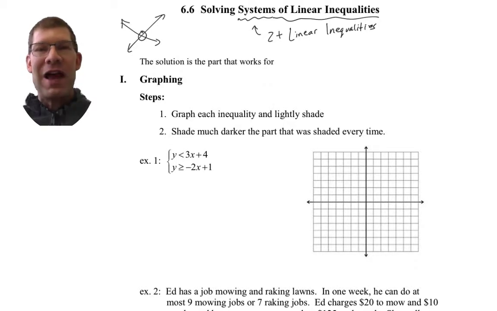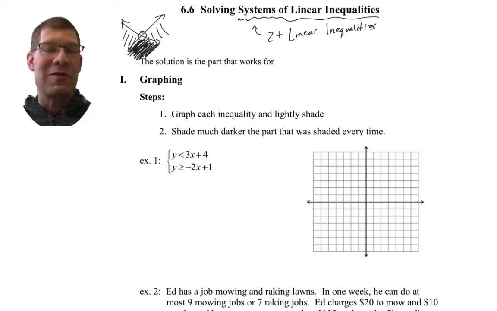Now, instead of just lines, we're going to have maybe something where the first one is shaded like this, and the second one is shaded perhaps like this. The solution is going to be the part included in both of those, the part shaded twice, and possibly some boundary lines as well. That's where we're going, so let's actually go there.